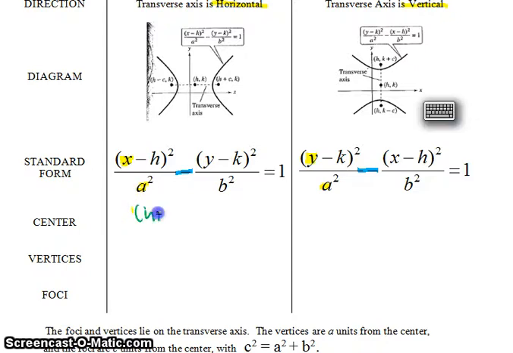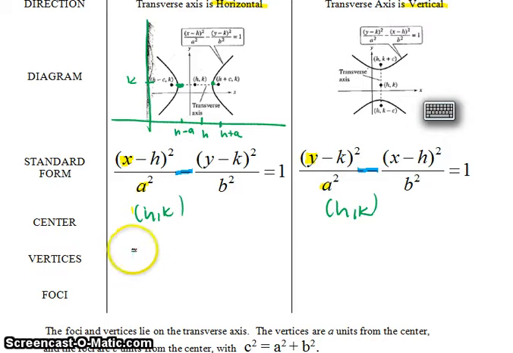The center is (h, k), and that is the same as it's been. For the vertices, remember if you have your axes, the center is at (h, k). To get to your vertices, you go over from h the distance from the center to the vertex, which is a. So it's h plus a, and to get to your vertex over here, you go over h and then subtract a, so it's h minus a. So the x-coordinate is h plus or minus a, and then the same k.